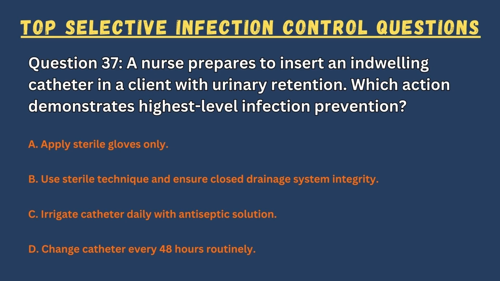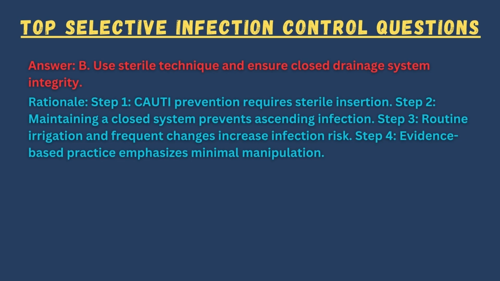Question 37. A nurse prepares to insert an indwelling catheter in a client with urinary retention. Which action demonstrates highest level infection prevention? A. Apply sterile gloves only. B. Use sterile technique and ensure closed drainage system integrity. C. Irrigate catheter daily with antiseptic solution. D. Change catheter every 48 hours routinely. Answer B. Use sterile technique and ensure closed drainage system integrity.